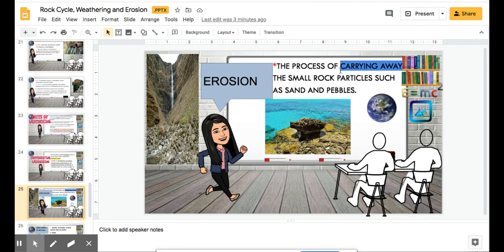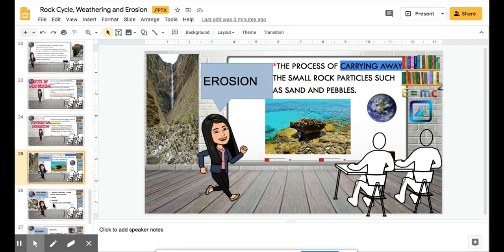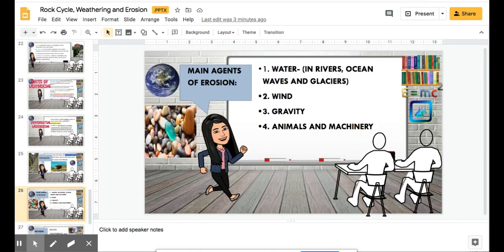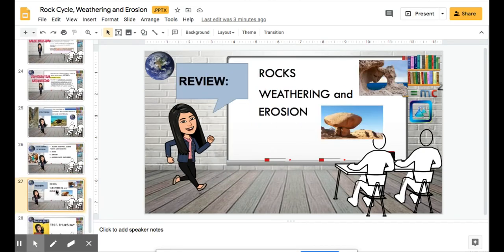Erosion is the process of carrying away the small rock particles such as sand and pebbles. And what are the main agents of erosion? The main agents of erosion are water, such as in rivers, ocean waves, and glaciers, wind, gravity, animals, and machinery.